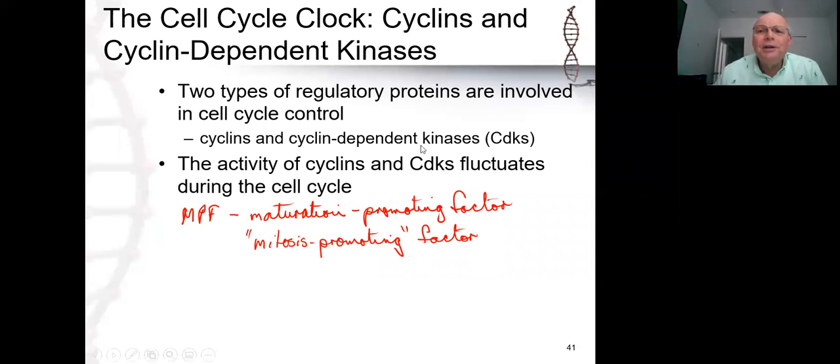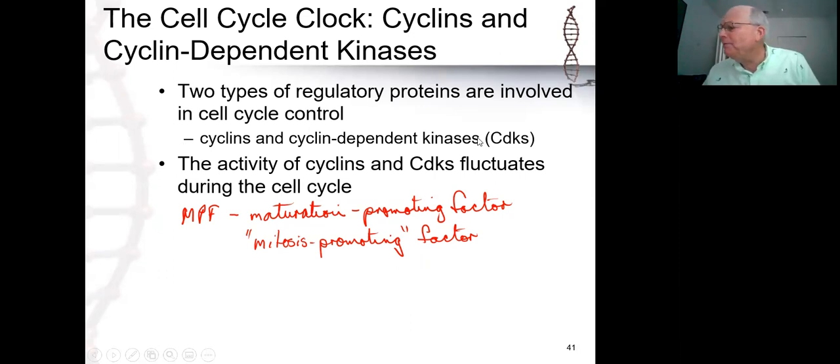Now, it turns out that these internal growth factors, because there are 2 different types of growth factors, internal and external. We'll talk about the external shortly. But the internal growth factors consist of 2 components. A group of proteins called cyclins, which vary in concentration according to which part of the cell cycle you're in. So their levels go up and down, hence the term cycling. And then a series of enzymes called kinases.